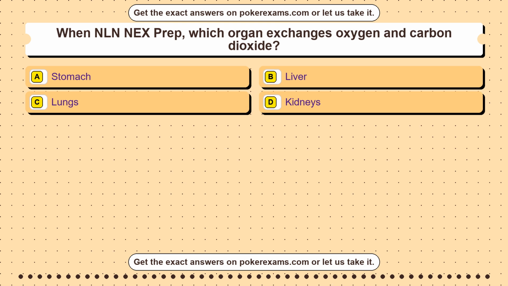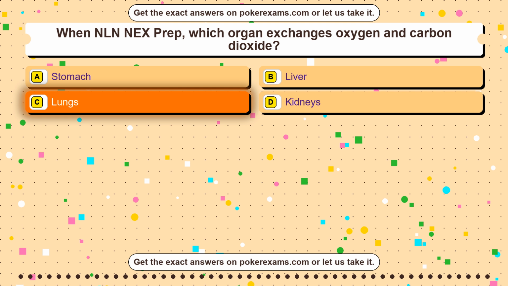Question 39. When NLN NEX Prep, which organ exchanges oxygen and carbon dioxide? Option A, stomach. Option B, liver. Option C, lungs. Option D, kidneys. The correct answer is option C.